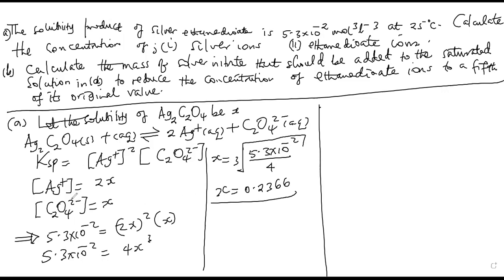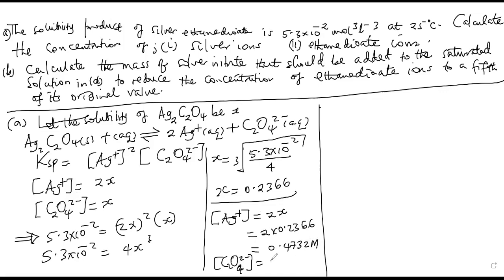Since the concentration of silver ion is 2X, it will be 2 times 0.2366, and this will be 0.4732 molar or moles per liter. Then the concentration of oxalate ion or ethane dioate ion is X, and we've gotten the value of X as 0.2366 molar. Part A is done.